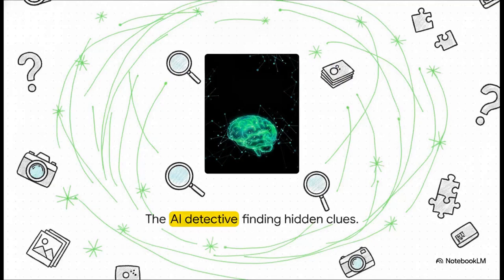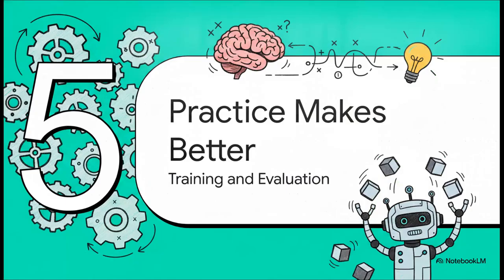And as our glowing AI brain makes those connections, it's acting like a detective collecting clue after clue. Every new photo it looks at makes the final answer clearer and clearer, lighting up new pathways as it successfully hunts down those hidden patterns in all the data it was fed. Which takes us to Section 5, Practice Makes Better, Training and Evaluation.